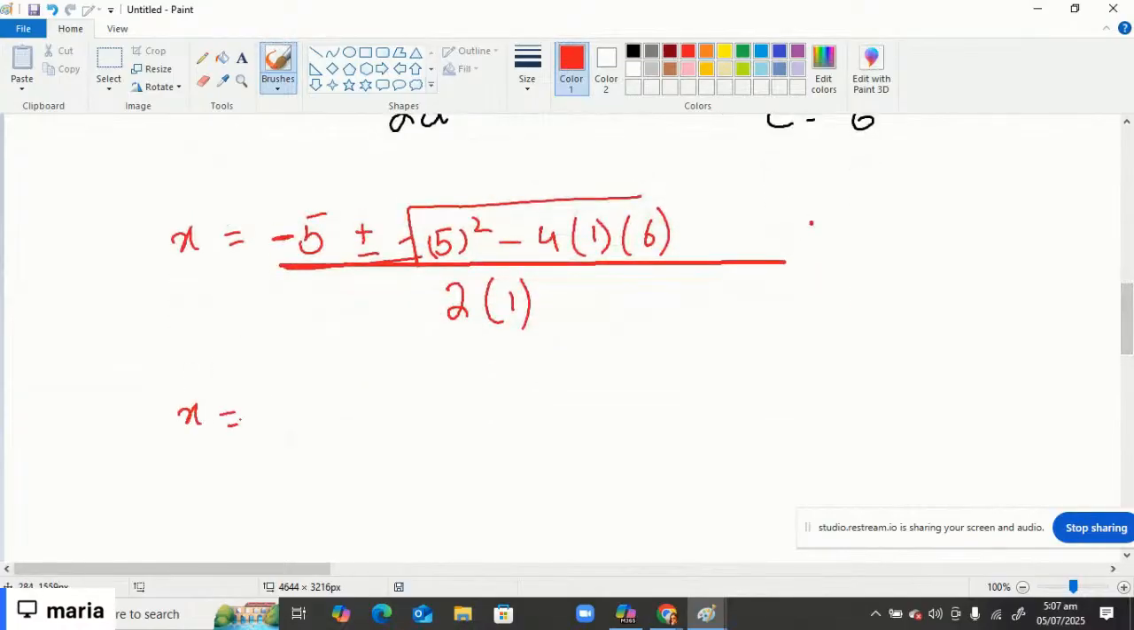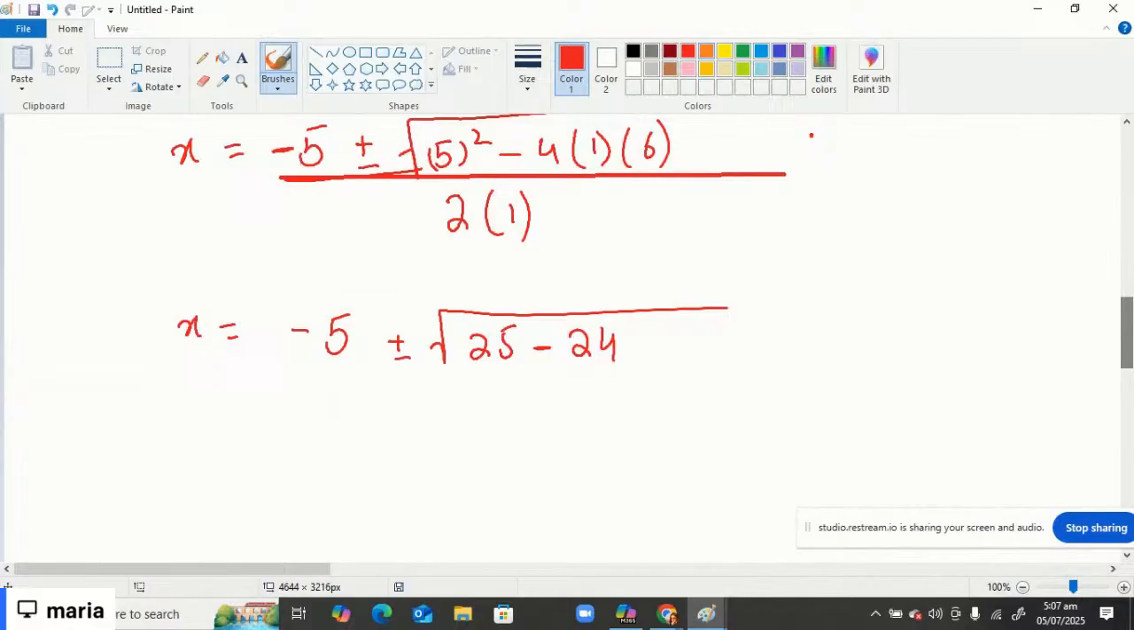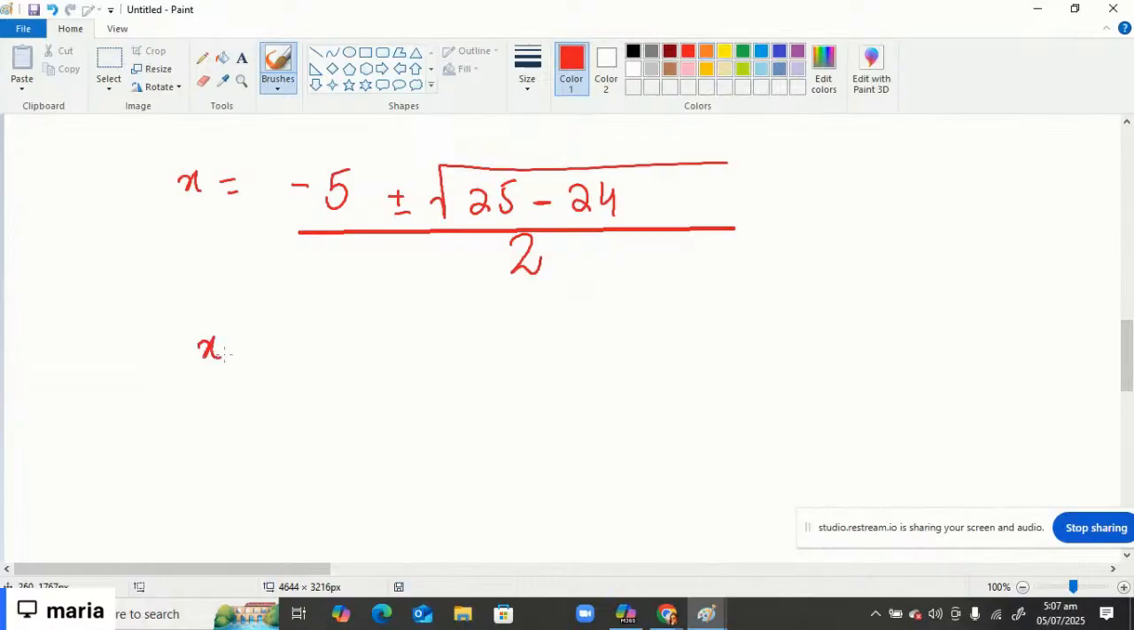Now x is equal to minus 5 plus minus the square root of 5 times 5 is 25, minus 4 times 6 is 24, and now 2 times 1 is 2. Okay, now x is equal to minus 5 as it is, plus minus the square root of 25 minus 24 is 1, over 2.